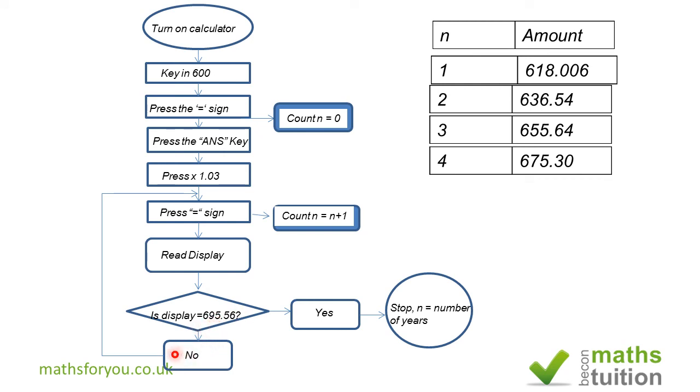The answer is no. So you carry on your loop again, and then you press the equal sign. Now the count is 4 plus 1, which is the fifth year. So the fifth year, it says 695.56. That's your display on here. Now, is this equal to 695.56? The answer is yes. You stop. So n is now 5.